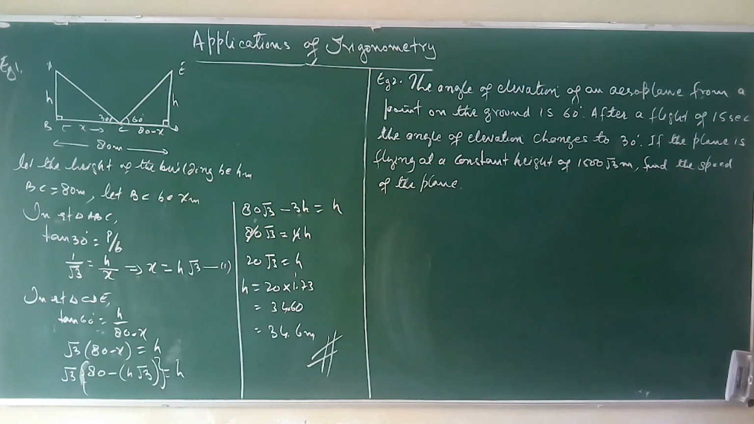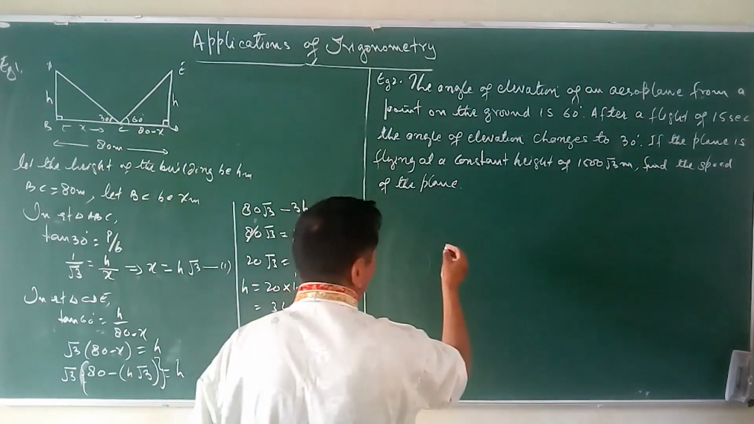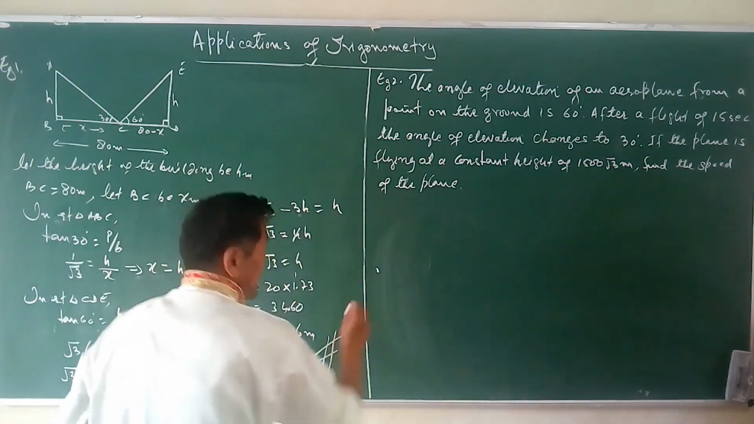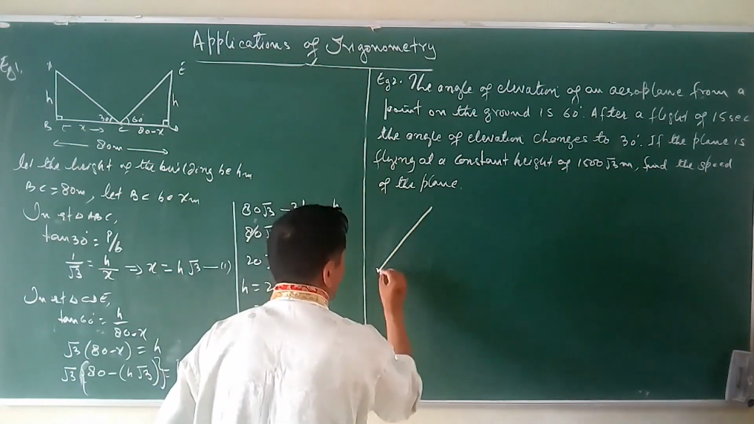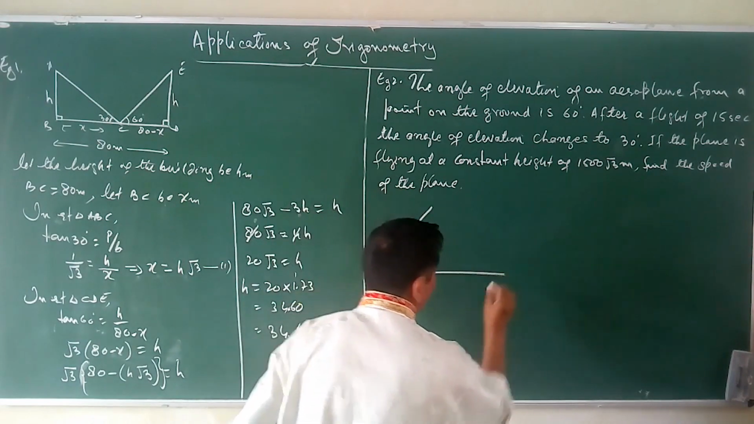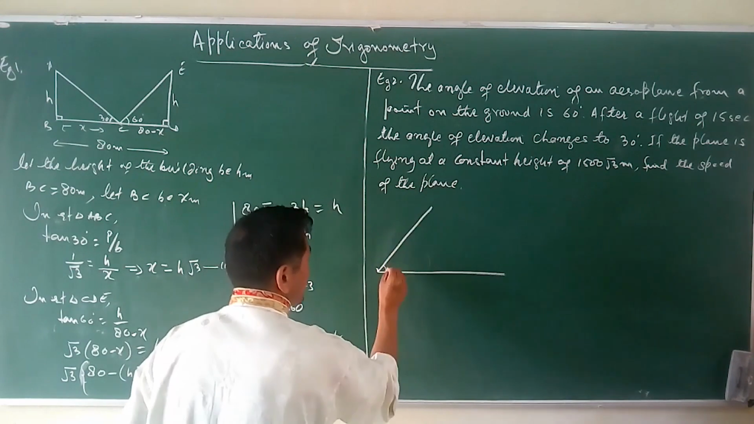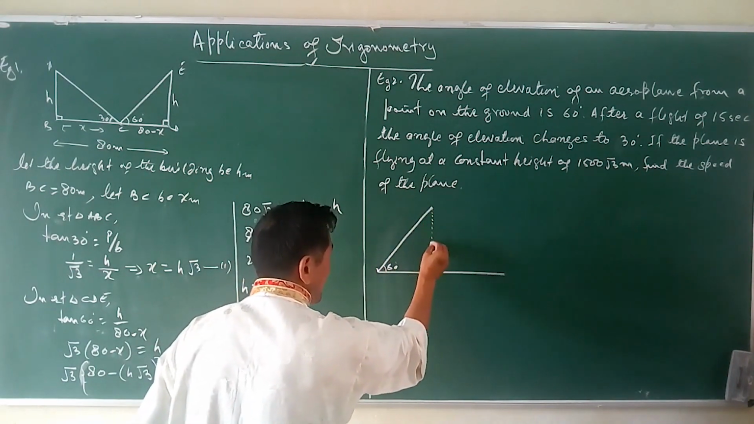Now if the plane is flying at a constant height, we need to find it. The ground is the base, and the tower point on the ground makes a 60 degree angle, and we draw the triangle.